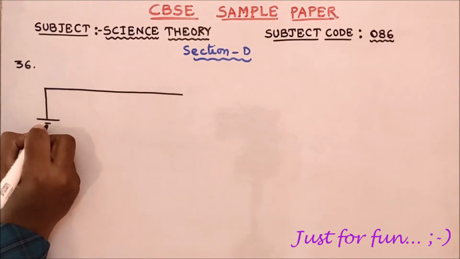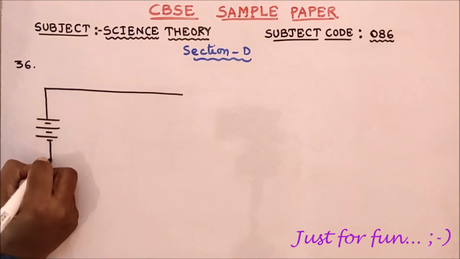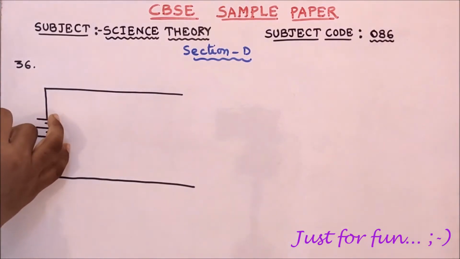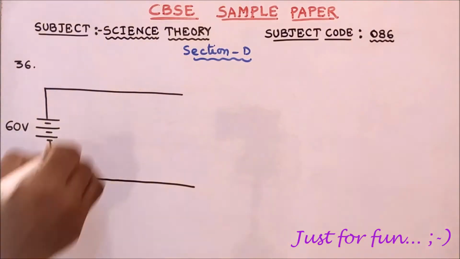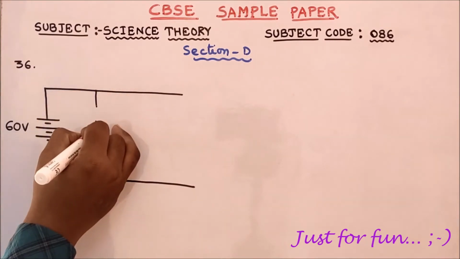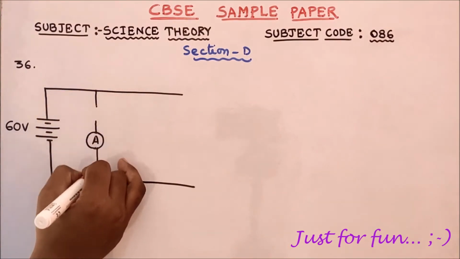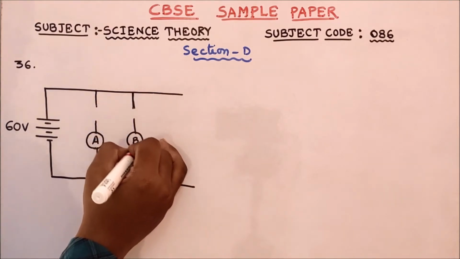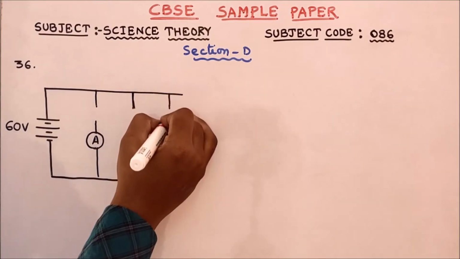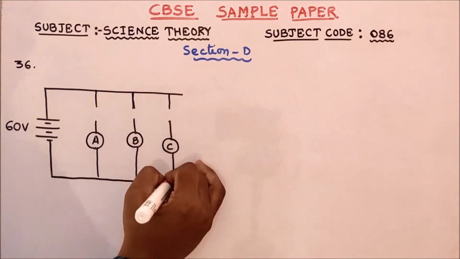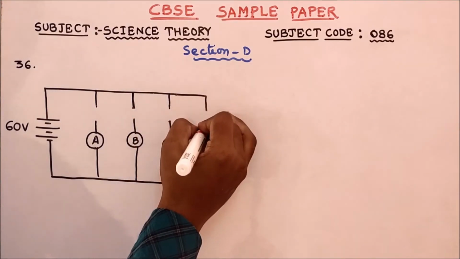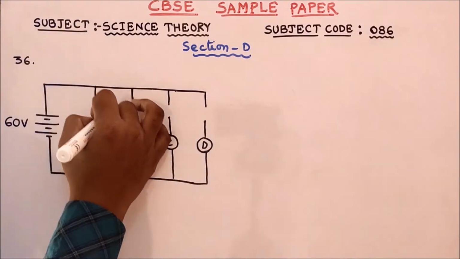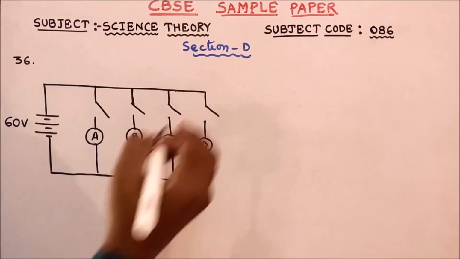So the diagram consists of a circuit. This question has been taken from the chapter electricity. We have a 60-volt battery here, and it has been connected to several bulbs through switches. So we are drawing bulb A, bulb B, bulb C, and bulb D, connected with switches.